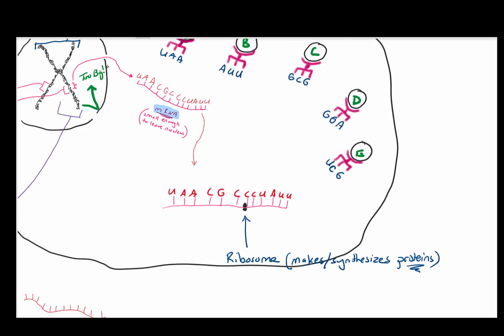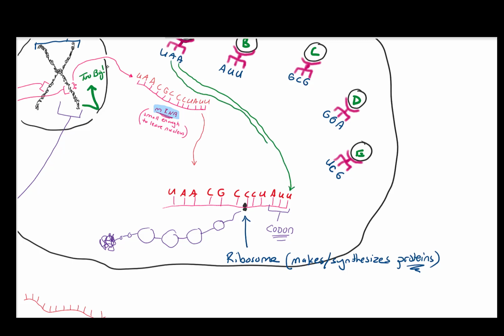And it's going to be read 3 letters at a time. Those 3 letters are referred to as a codon because they code for a specific amino acid. The first codon, AUU, it's going to cause the amino acid A, B, C, D, or E to come over. Well, A pairs at U, A pairs at U, and U pairs at A.